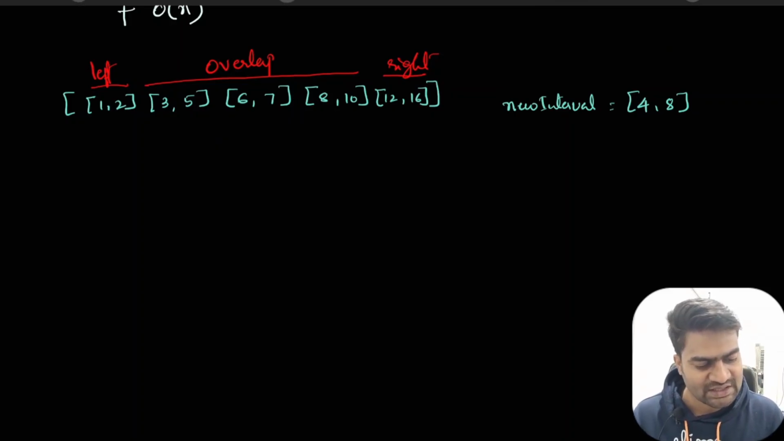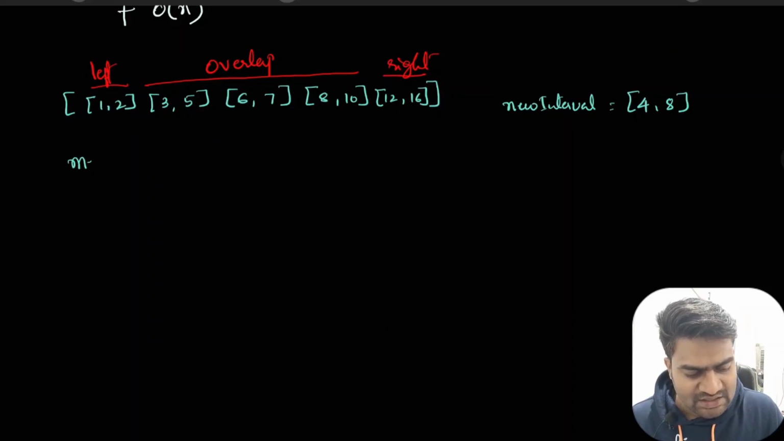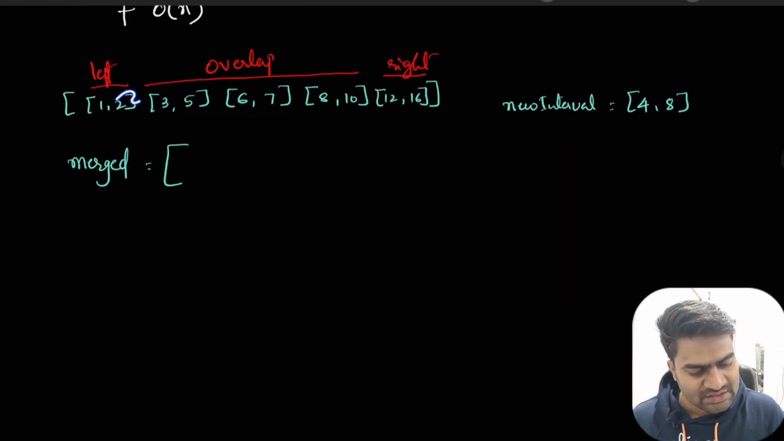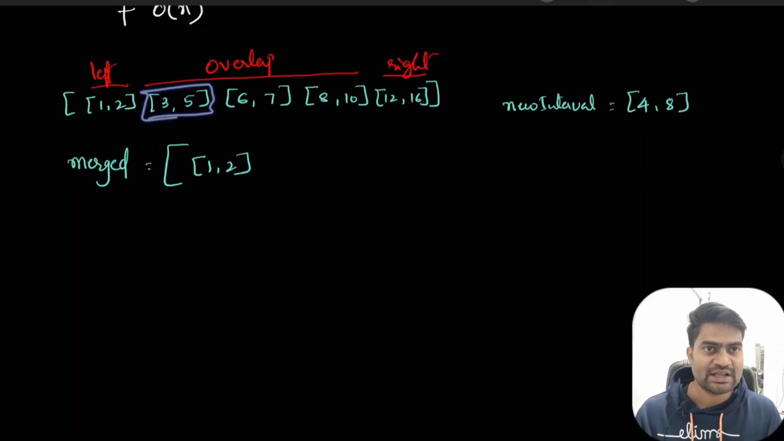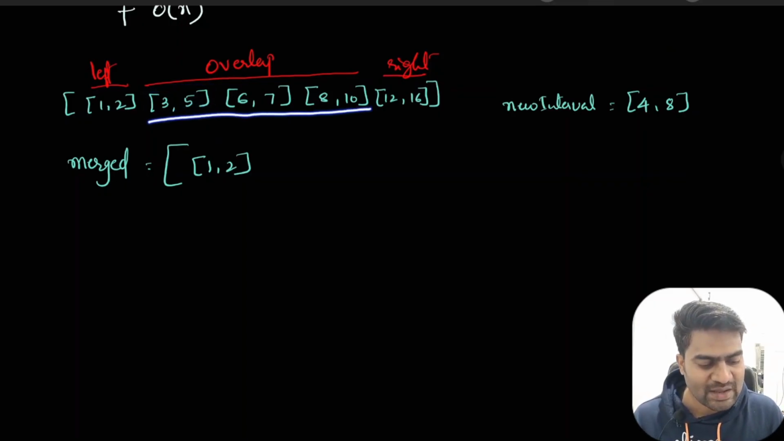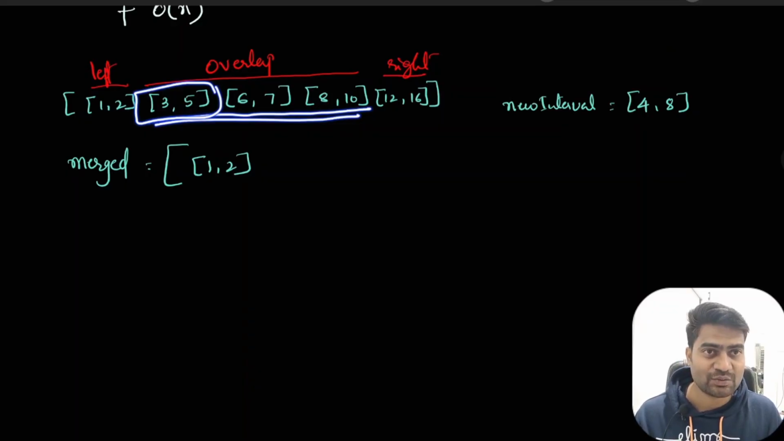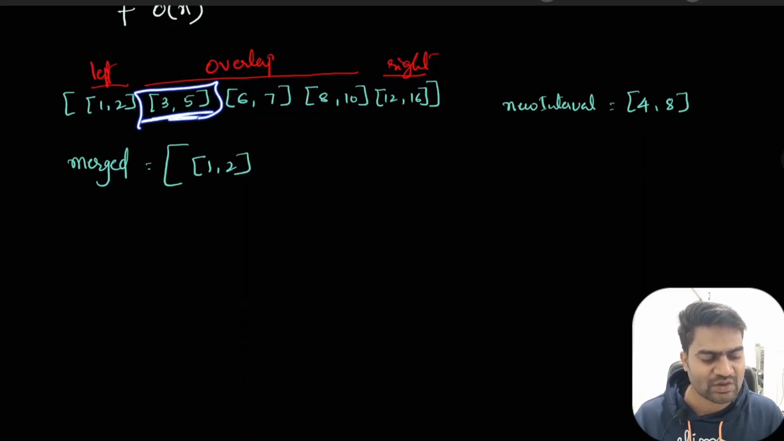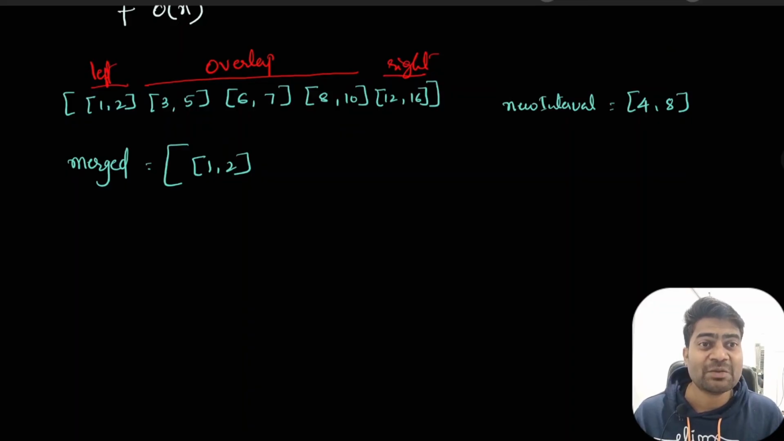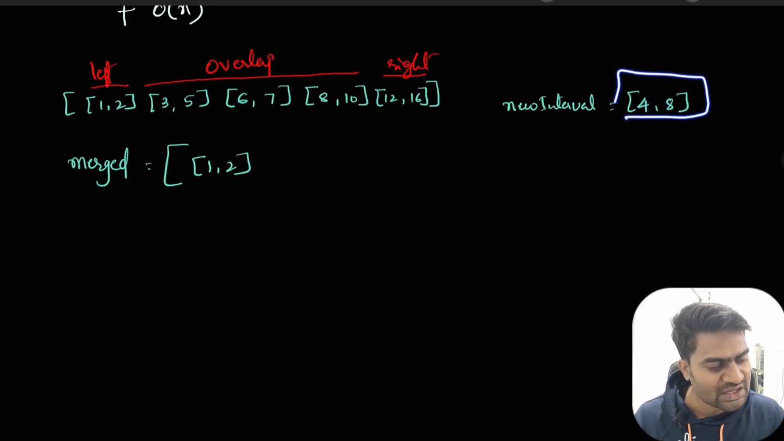Now if this is our merged array, this value is less than this value, so I'll simply push this to the merged array. So it becomes 1, 2. Now when I start processing this value, I get to know that this is the overlapping part. Once I know that this is overlapping, I will update my new interval. Now my new interval will not be 4, 8. It will be the merged value of this and this.